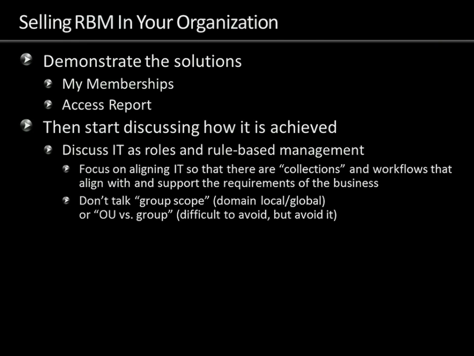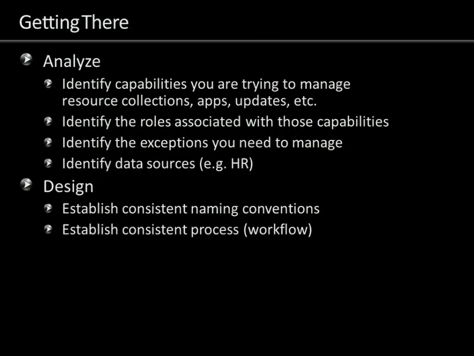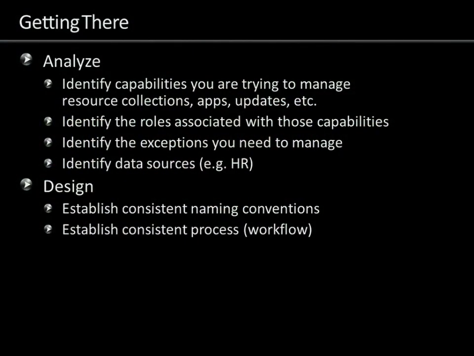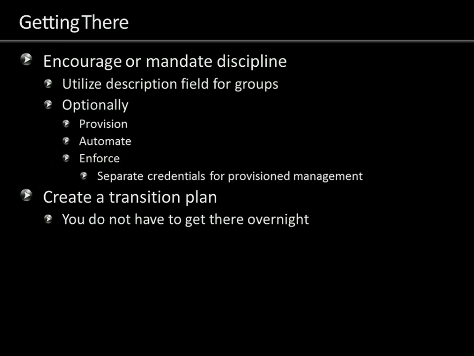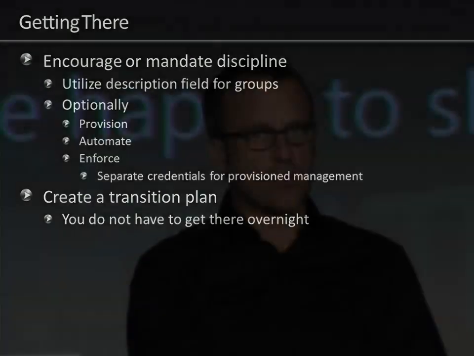And once you've sold why it's important and the benefits, then you can start talking about what you need to do to get there. And to get there, you really need to analyze your environment. You need to be able to define roles. You need to be able to define rules. And that's not easy. That's a tough exercise. You need to define naming conventions. That's a little bit easier. You need to define processes. That's a little bit easier. And you really need to start maintaining and encouraging discipline. So when groups are created, when folders are created, the right processes are followed.